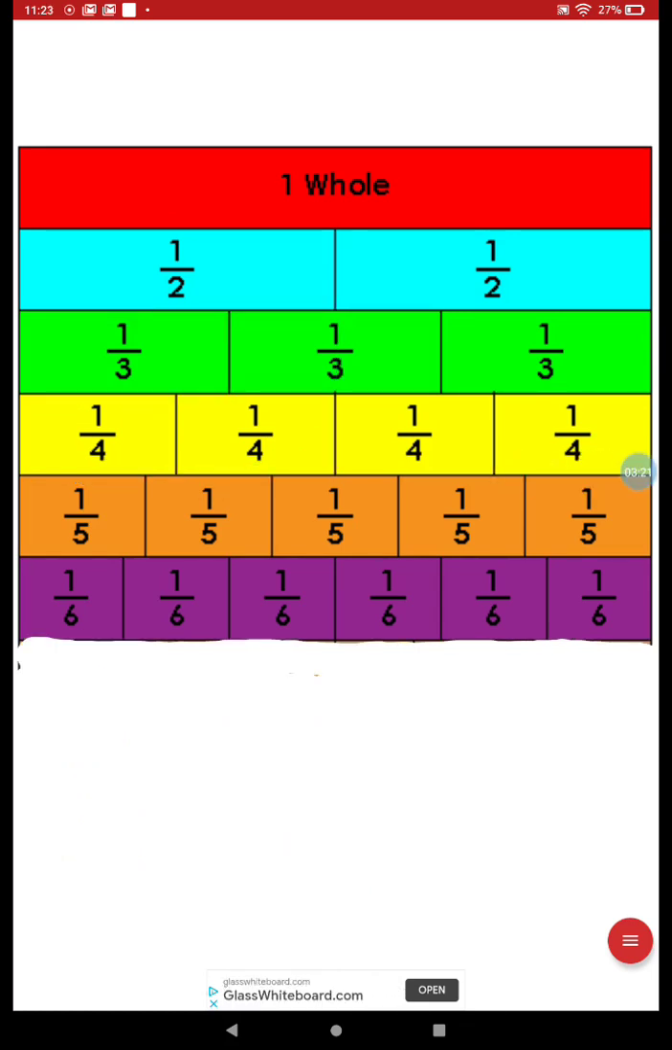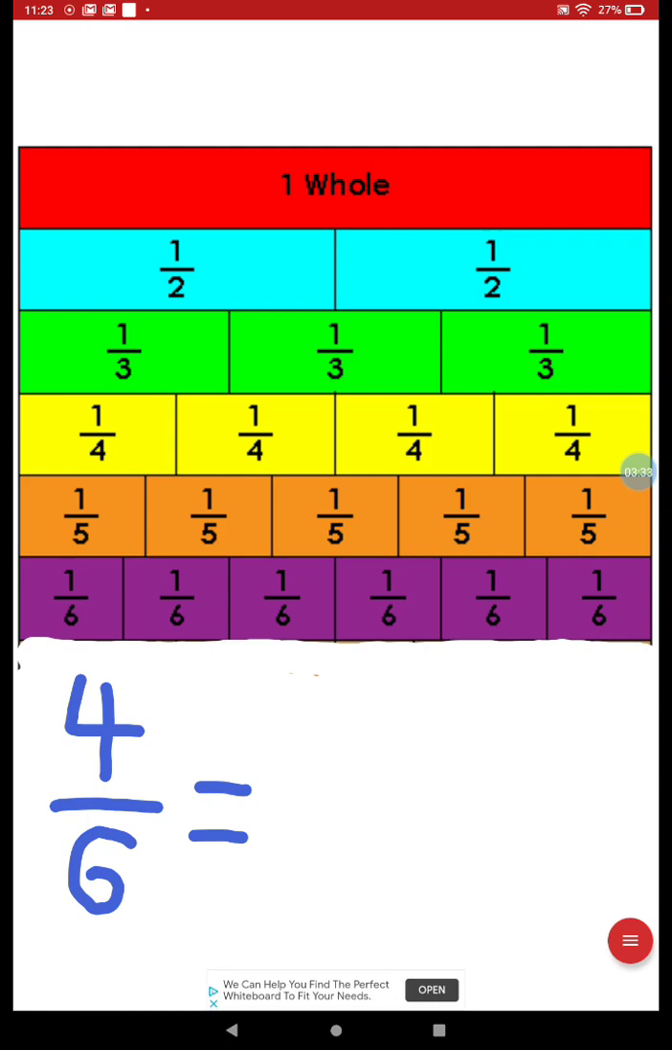All right, I cleared my board. I'm going to look at 4/6. Okay, so 4/6 is equivalent to what? Well, let's go ahead and circle 4 of the 6 pieces. 1, 2, 3, 4. Okay, so now I'm looking for something that's equivalent.